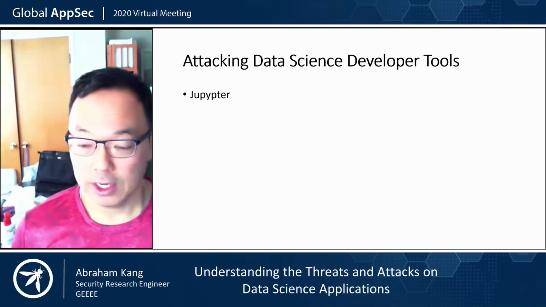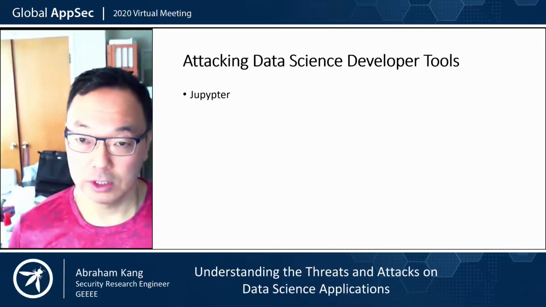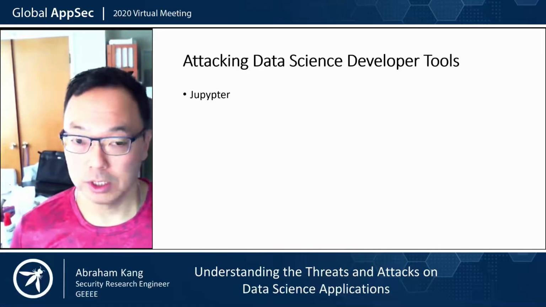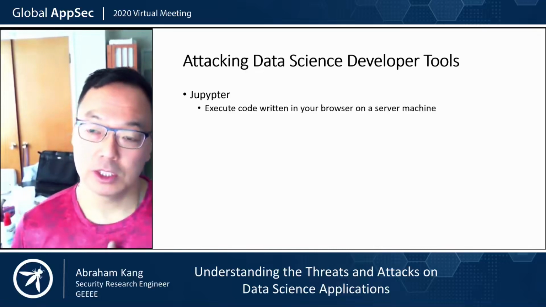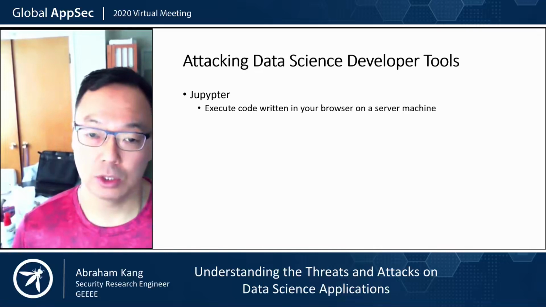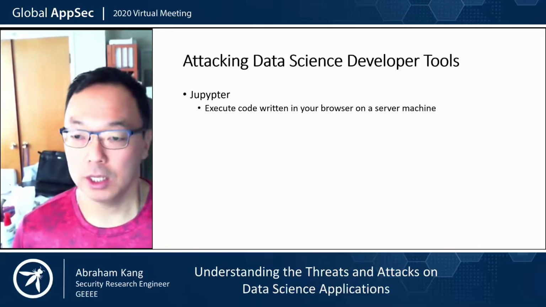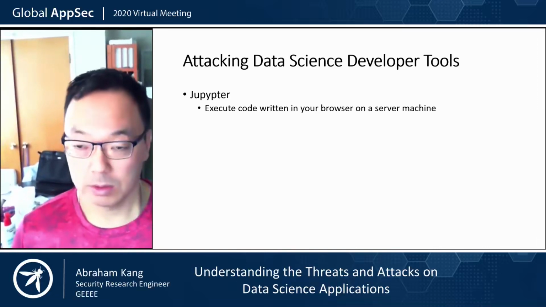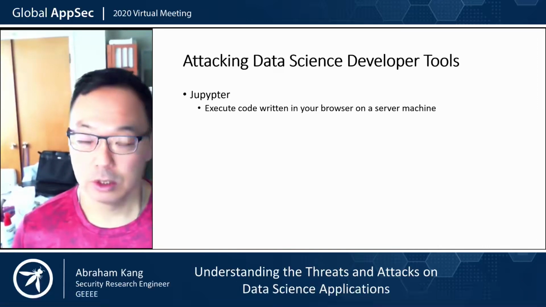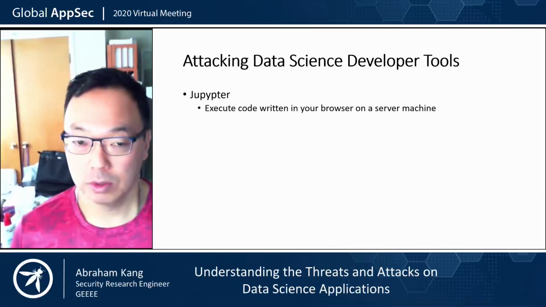The next area that typically is an attack surface for data science applications are the tools themselves. So Jupyter is a very popular tool. And basically what it does, it allows you to execute code written in your browser on a server machine. And it could be your own machine, but it provides a nice environment to make things easier for data scientists to set up everything and write their code and document it and put it in a format that can be easily shared.